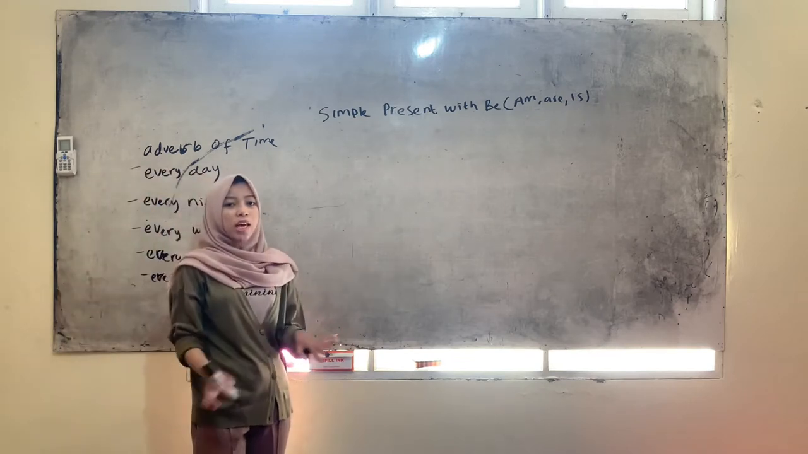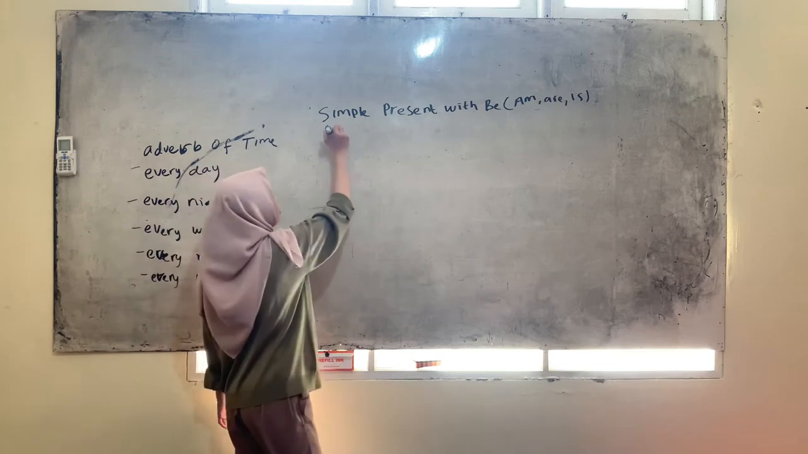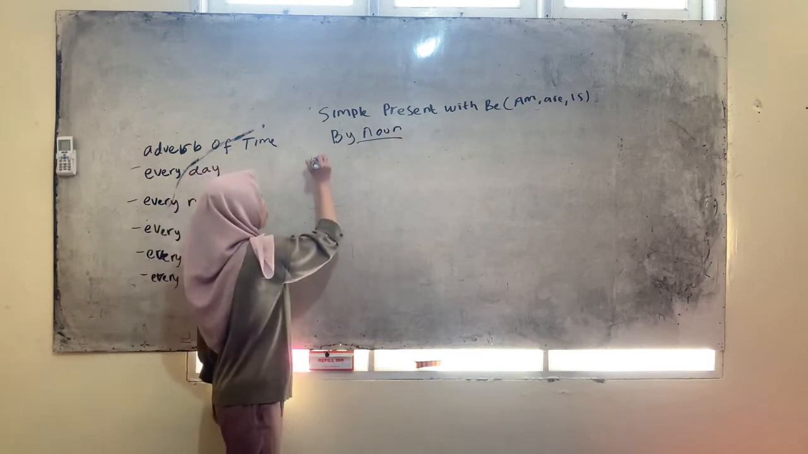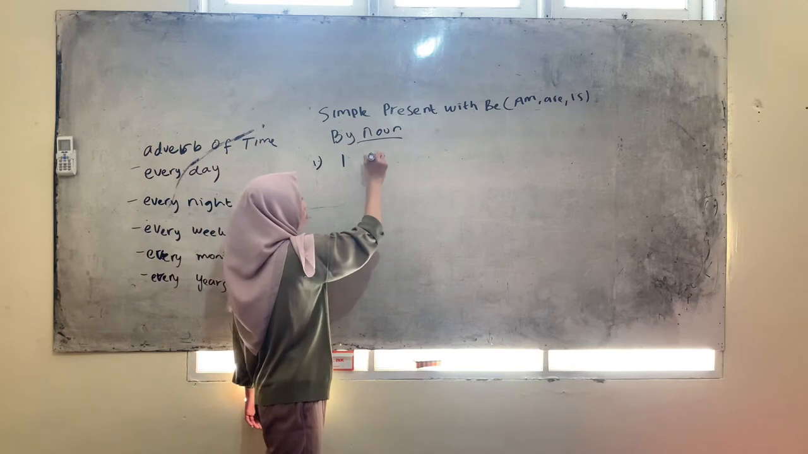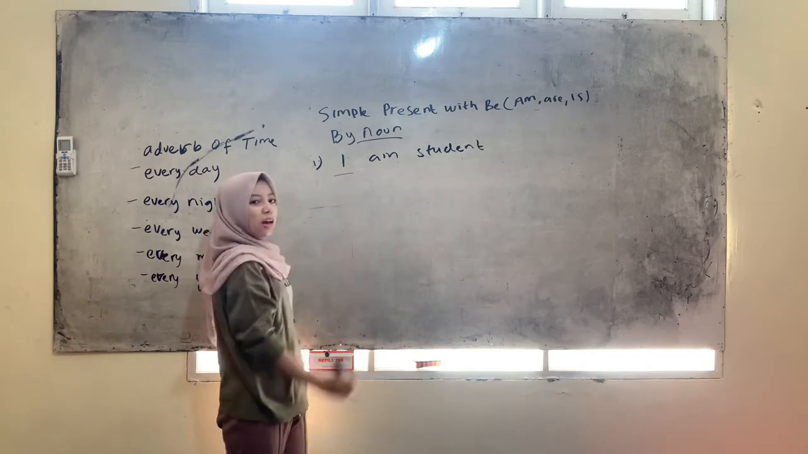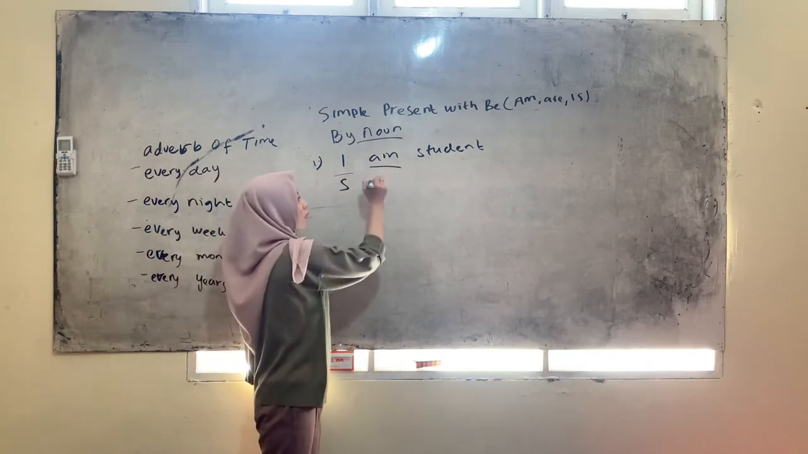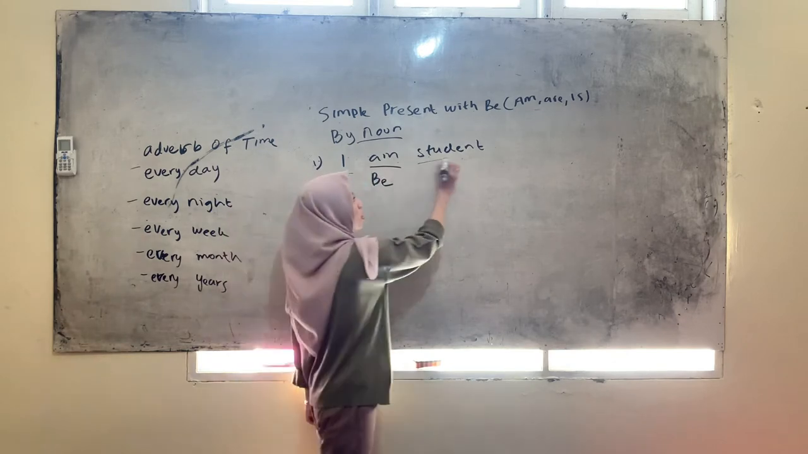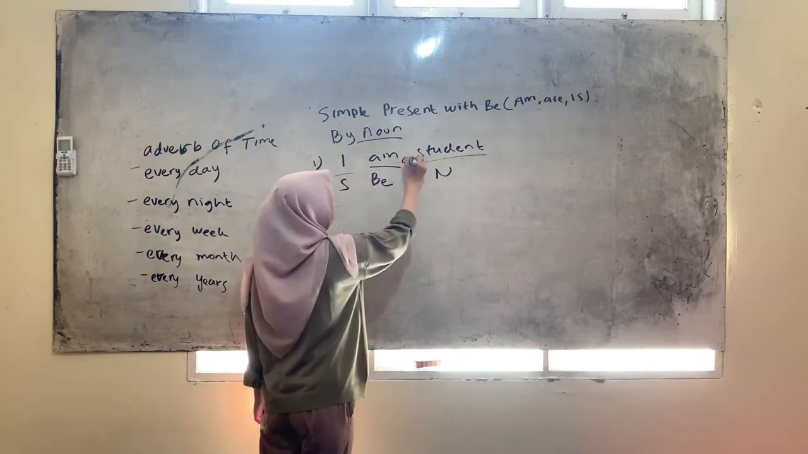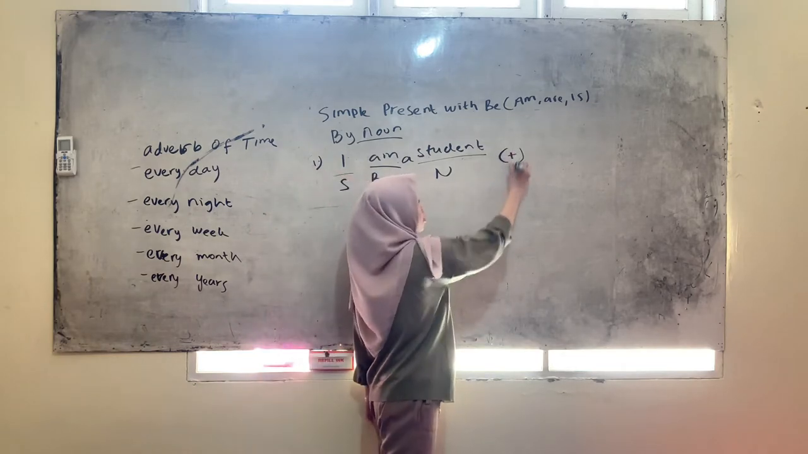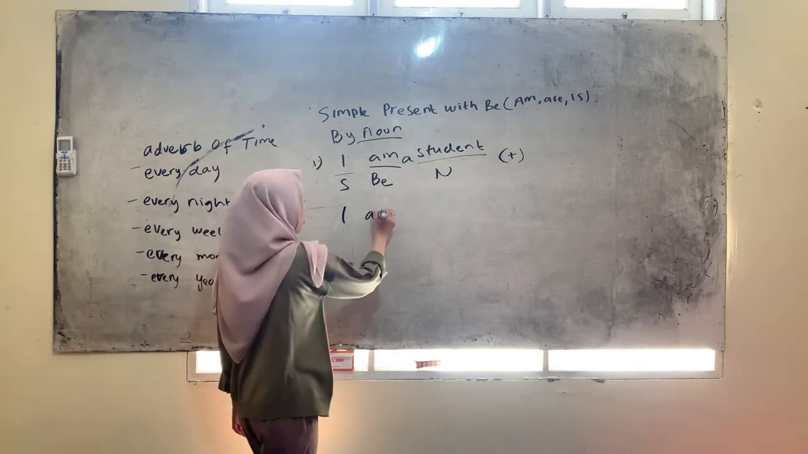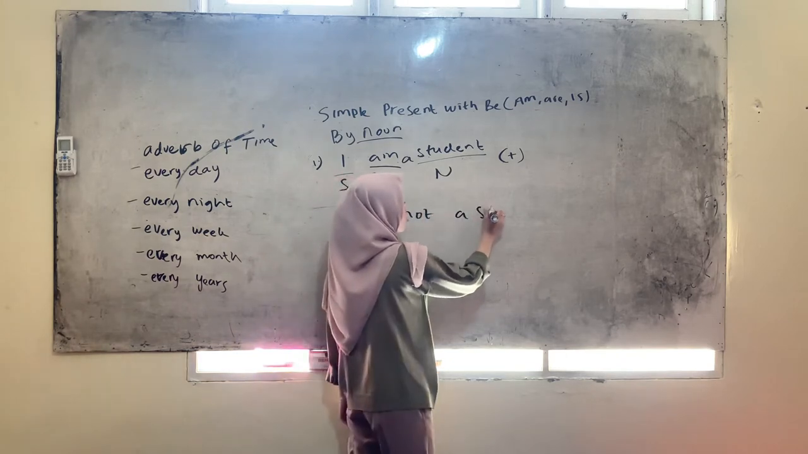Okay. Simple present with be can be modified, the first, by noun. Example: I am a student. I as subject, am as be, student as noun. Article, a student, positive sentence.